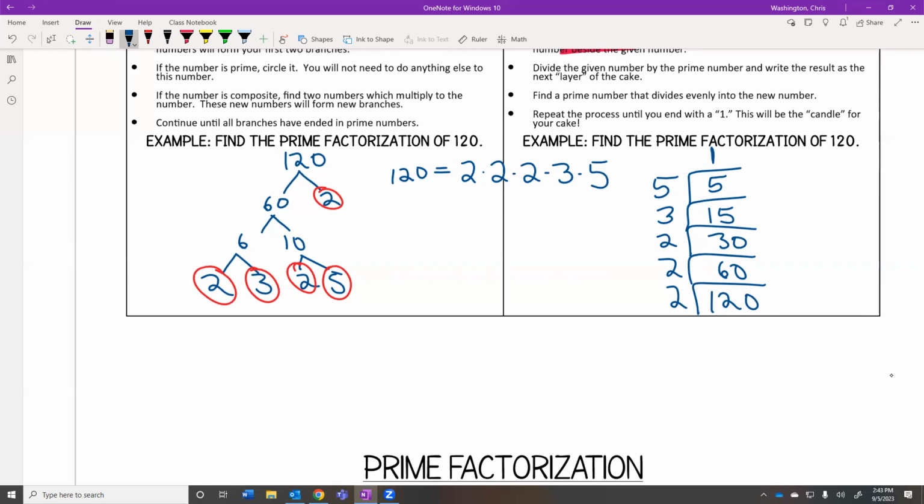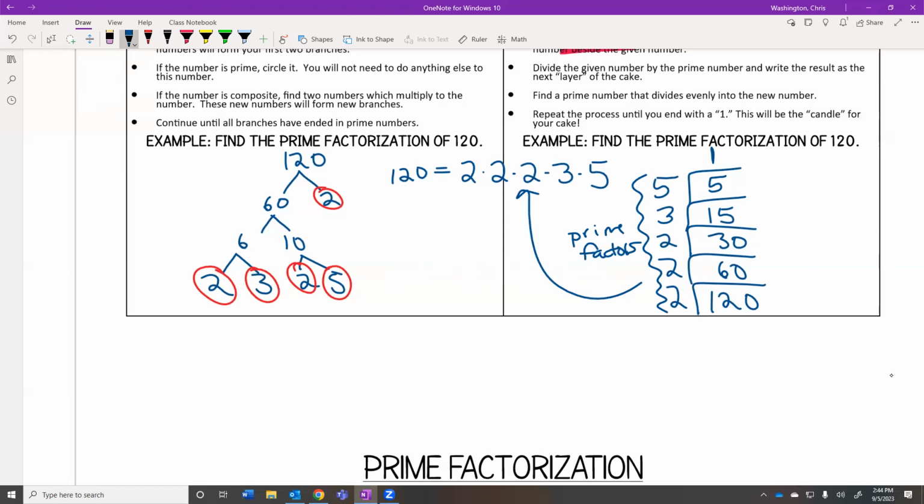So our prime factorization, the prime numbers that we can multiply together and get 120, would be these numbers right here. So all the numbers on the outside would be our prime factors. And if you notice, they are the same as what we got for the factor tree method.